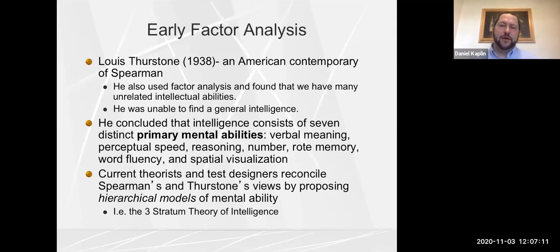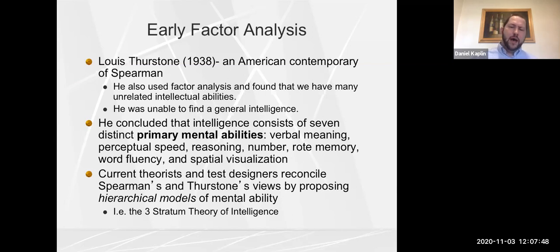Now, Lewis Thurstone is another theorist who talked about intelligence, and he felt that intelligence could be broken down even further, and he came up with 7 distinct primary mental abilities, which included verbal meaning, perceptual speed, reasoning, numerical ability, memory, word fluency, and spatial reasoning. And these primary abilities were predictive of intelligence.